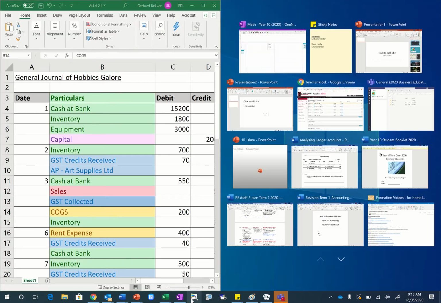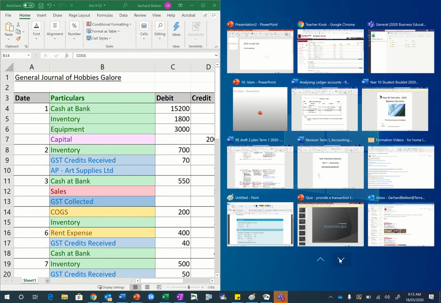And I'm getting the right one because I've got too many things open.